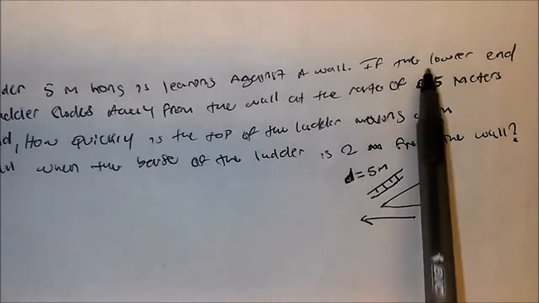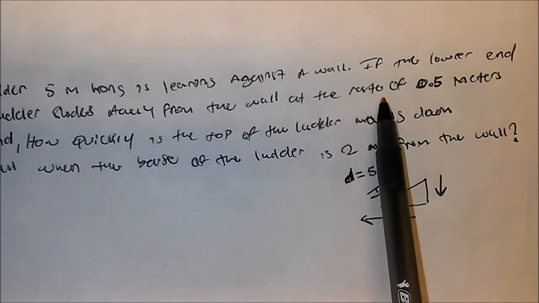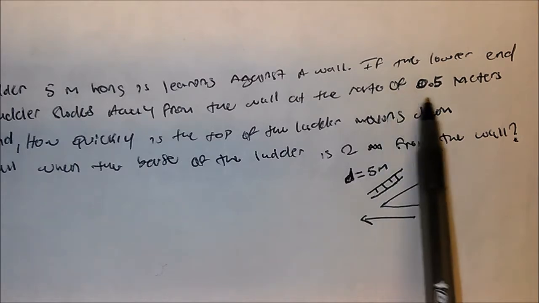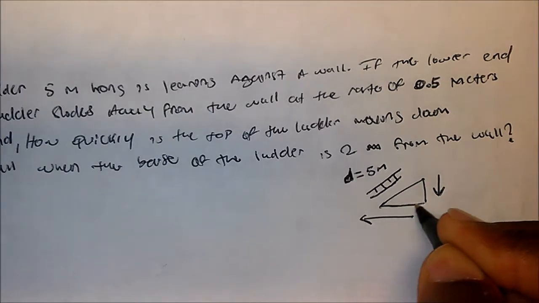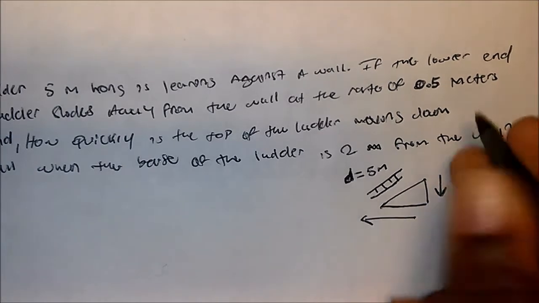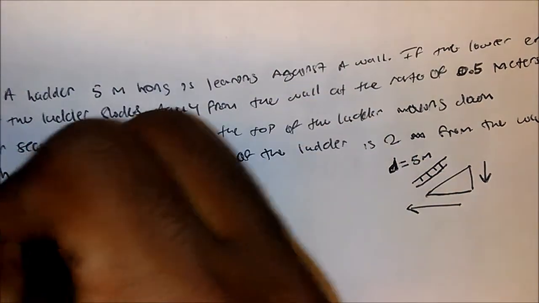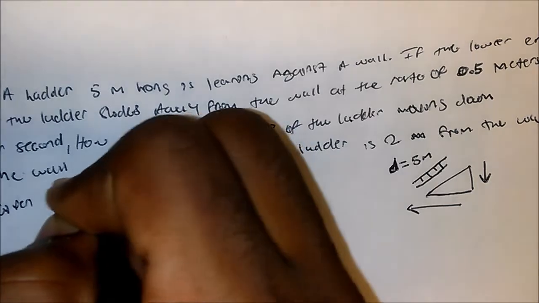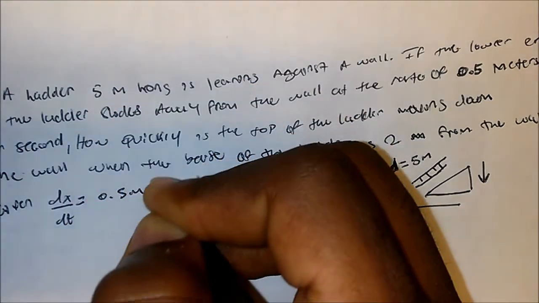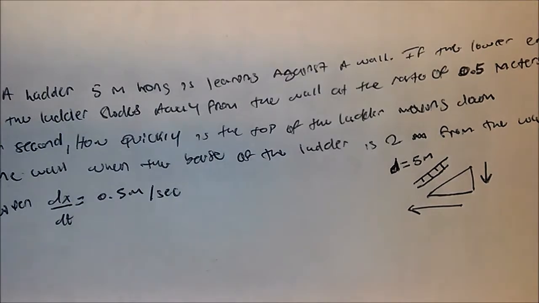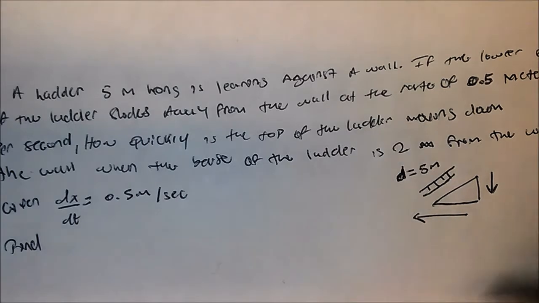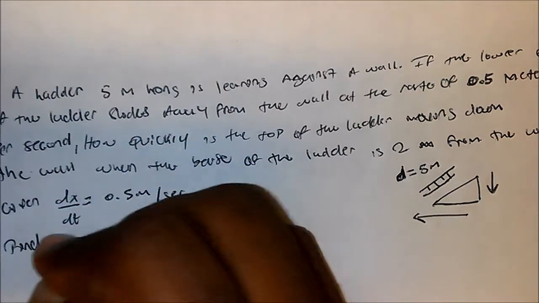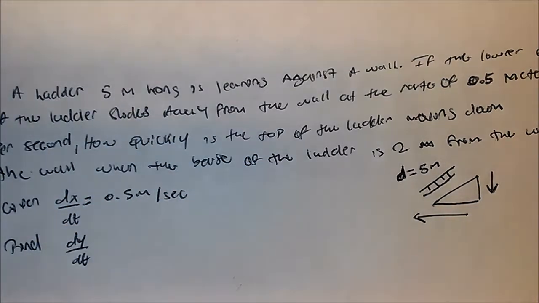So if the lower end of the ladder slides away from the wall at a rate of 0.5 meters per second, that will be your dx/dt, because we're talking about a rate as the ladder slides away from this axis here. So given dx/dt, that will be 0.5 meters per second. Find: what they're asking us to find, how quickly is the top of the ladder moving down, is dy/dt. So find dy/dt.